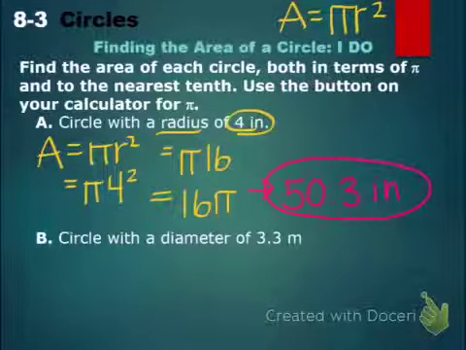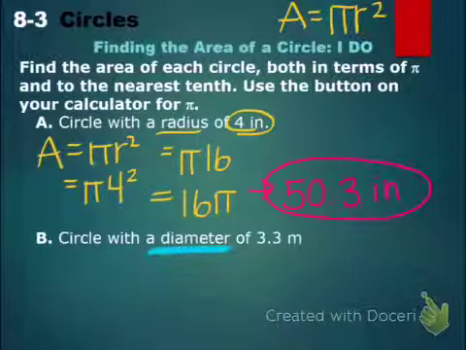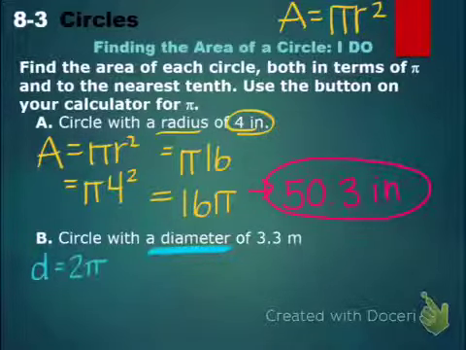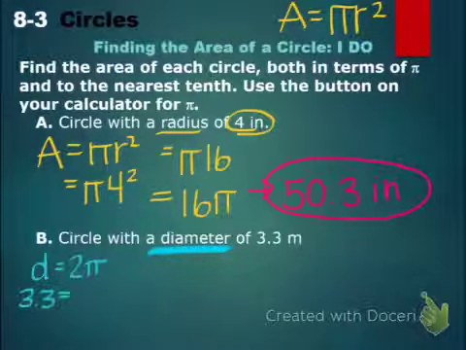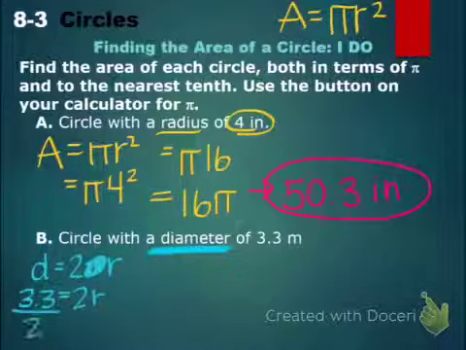Okay, now an example where it gives us diameter. So this time they're saying our diameter is 3.3. Well, when we're dealing with area, we do not want to use diameter. We have to use radius. So knowing that diameter is 2 times radius, if they're giving us 3.3, so we're going to divide by 2 to get our radius.